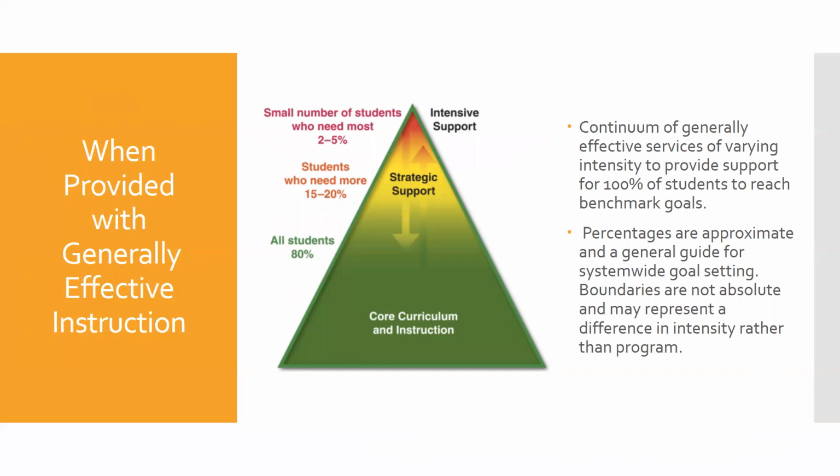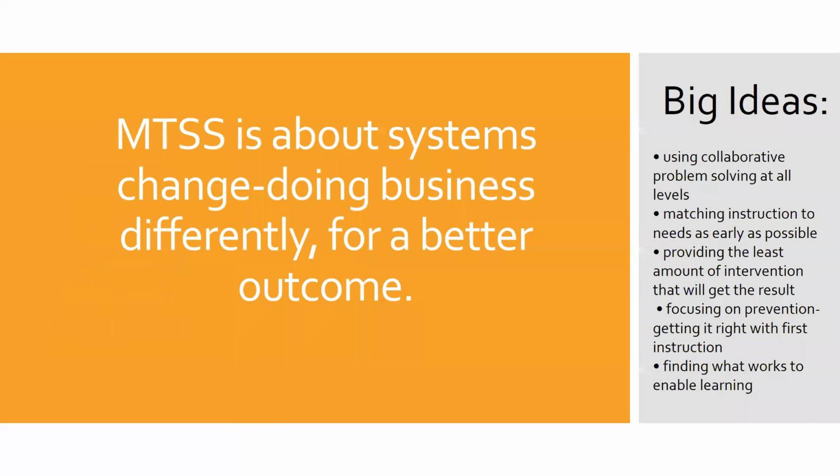When we provide this effective instruction, we're hopeful that we're going to see at least 80% of our students in core instruction receiving that proficient or at benchmark goal. We obviously would like to have 100% of our students reach benchmark goals, but this is just looking at our multi-tiered systems of support and where we can make our goal setting.